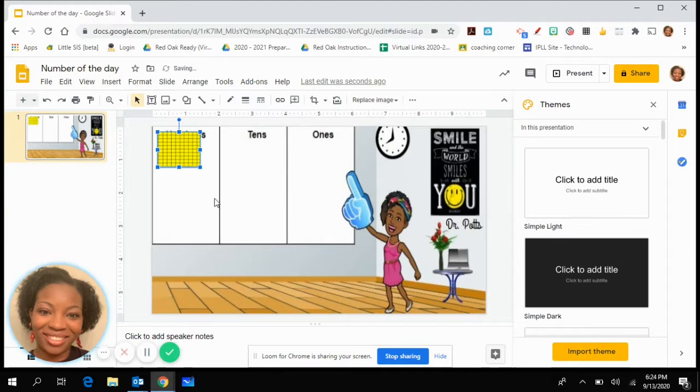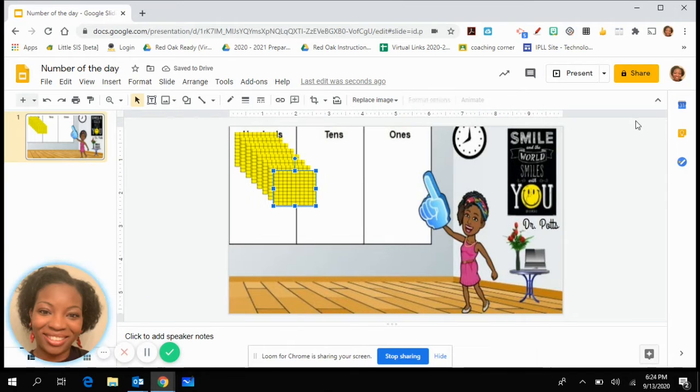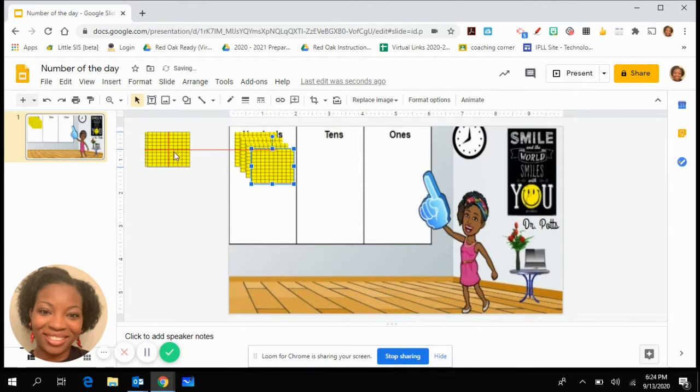So I'll have my hundreds block, and I'm going to copy and paste it several times. And I can move them off to the side anywhere that I want them to be. And I'm just going to place them on top of each other so it looks like just one object that the students will be dragging and dropping. And there may be a more simple way to do it, but this is the way that I have figured it out. So this is the way that I do it at this point in time.